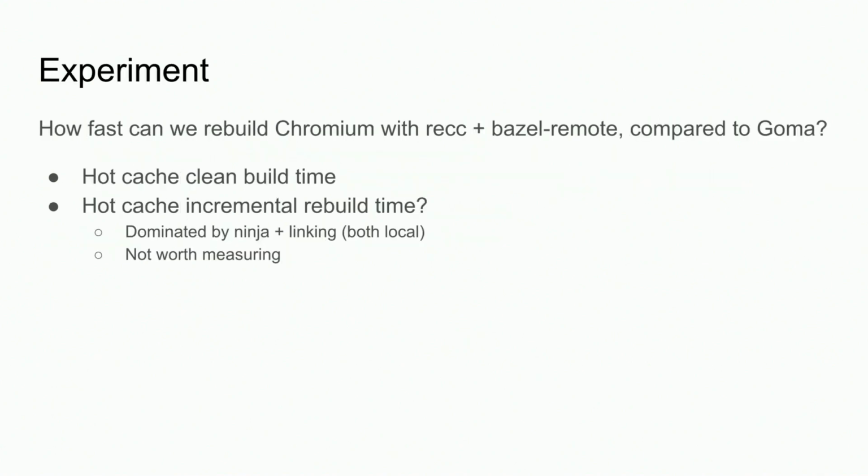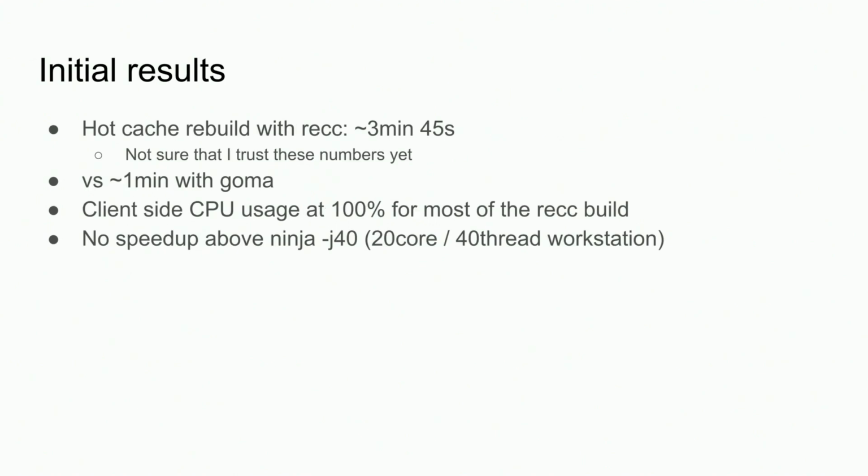So here's our experiment. If we can build Chromium with Rec and Bazel Remote to populate the cache, how fast can we rebuild? It's not really worth considering the incremental rebuild time because this is dominated by running Ninja, which takes a couple of seconds, and then linking after the result. So that's not really worth measuring. And these are our initial numbers.